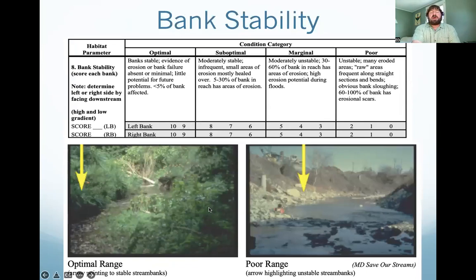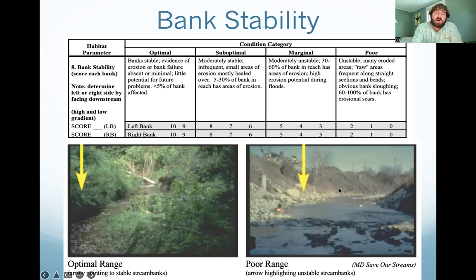Bank stability goes back to that channelization question. If the river is going to be adjusting, those banks aren't going to be stable. You're going to have a lot of erosion, and the habitat's going to be changing. So on the left here, you have well-vegetated banks that are going to provide bank stability through the roots and so forth. That's going to provide stable habitat.